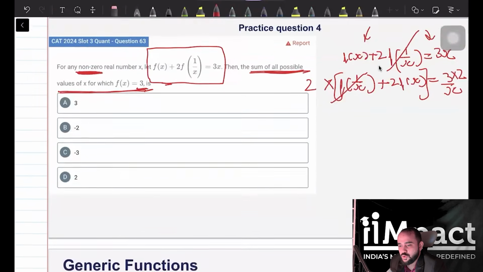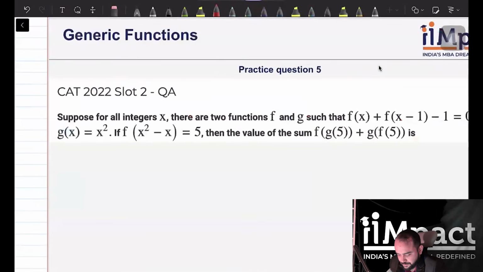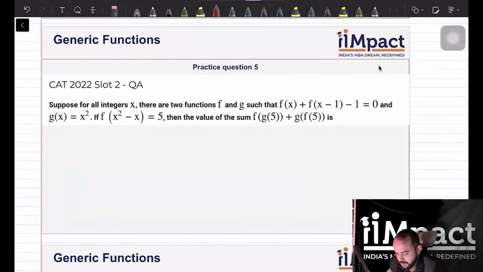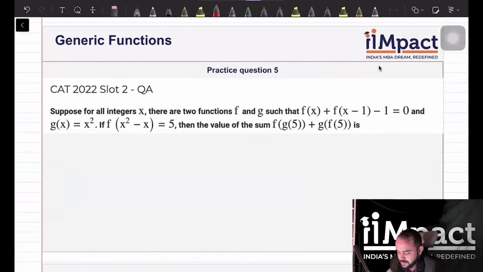Yes. Okay. Question number 5. f(x) plus f(x minus 1) is equal to 0. g(x) is equal to x² and f(x² minus x) is equal to 5. Then I have to find this sum and this sum. g(x) is given to me directly. Can I guess the f(x) function here?